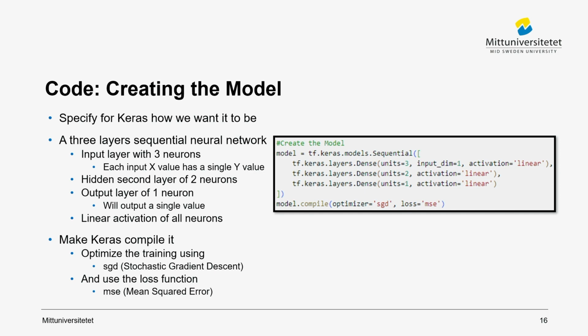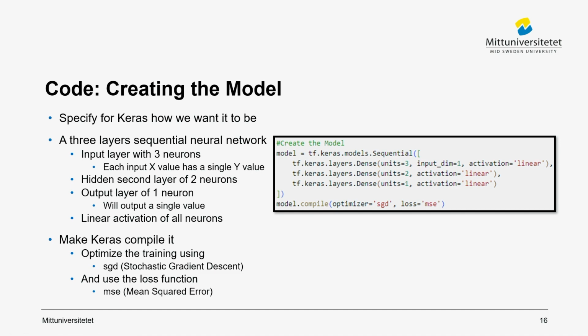Then we create a hidden layer, which can be many, of course, but in this simple example, we have a single hidden layer consisting of 2 neurons, so that's the second layer here. And that also has a very simple linear activation function.